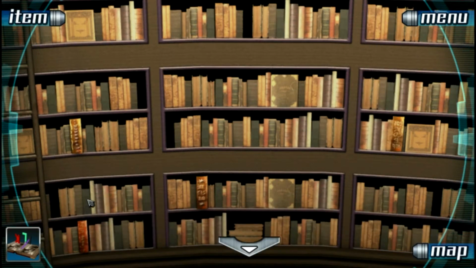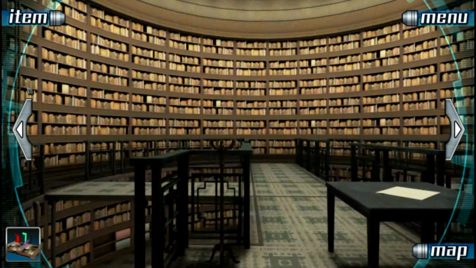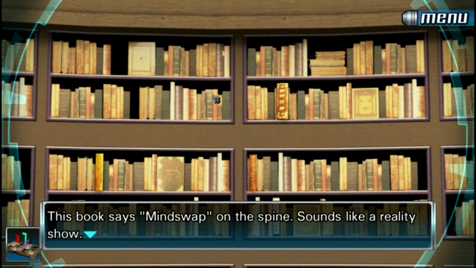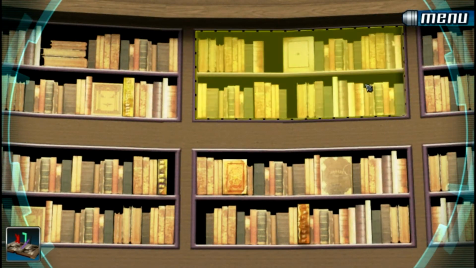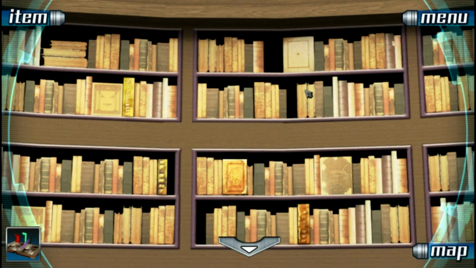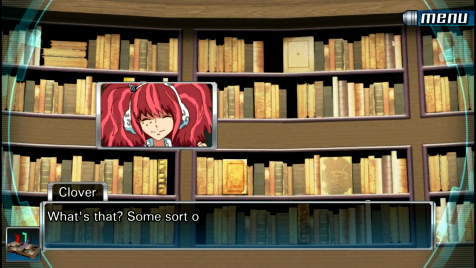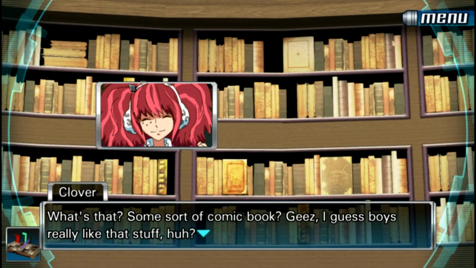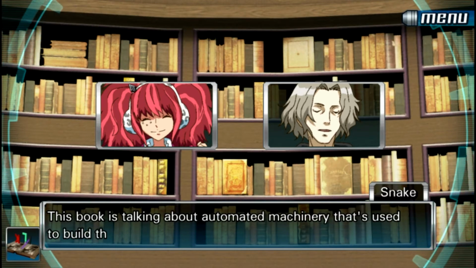Alright, we checked everything. Alright, well, let's see. So, this shelf, we've read this. What about... Okay. So we only have this section. I mean, there's stuff down there as well. What's that one called? It says Foundations of DNA and Genetic Engineering. And I guess that's it. Automated Robotics Assembly Line Techniques, huh? What's that? Some sort of comic book? Jeez, I guess boys really like that stuff, huh? I was about to say that you like comics and all that, but meh. No, you're thinking of a different sort of robot. It's definitely not a Gundam. This book is talking about automated machinery that's used to build things like cars. Yeah, you're right.